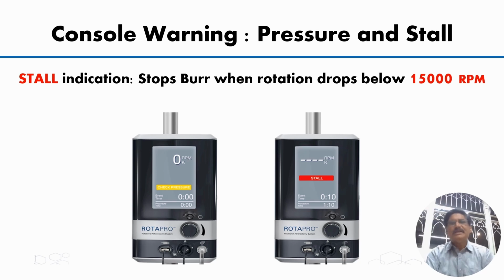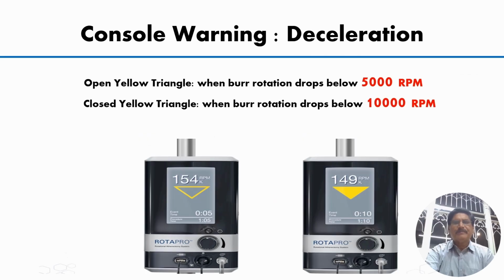And then there are warning signals in the RotaPro, where the burr will stop if the RPM drop is below 15,000, an open yellow triangle will occur if the RPM drop is below 5,000, and a closed yellow triangle will occur if the RPM drops below 10,000. So with these warning signals, you can stop short with the RotaPro in this newer device.